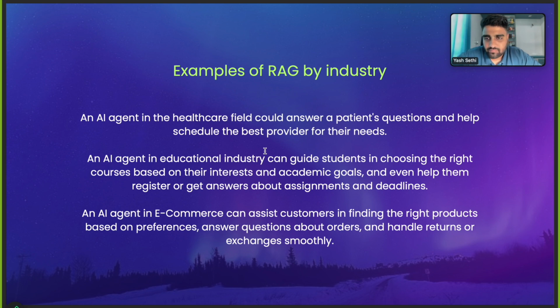An AI agent in the education industry can guide students in choosing the right course. An AI agent in e-commerce can assist customers in finding the right products. So this is what RAG is, and this is how it works.